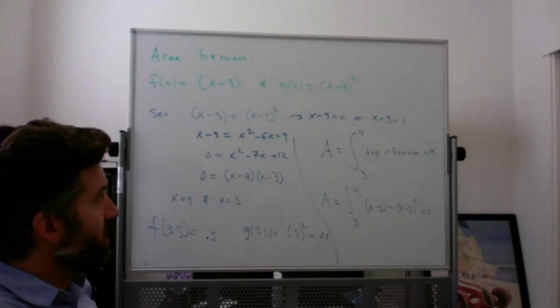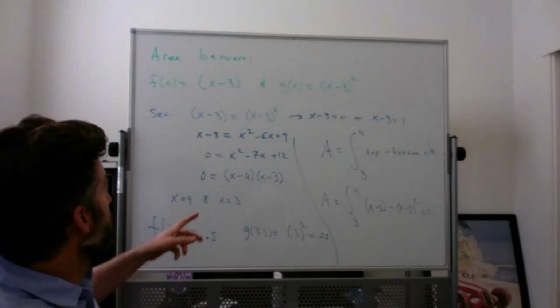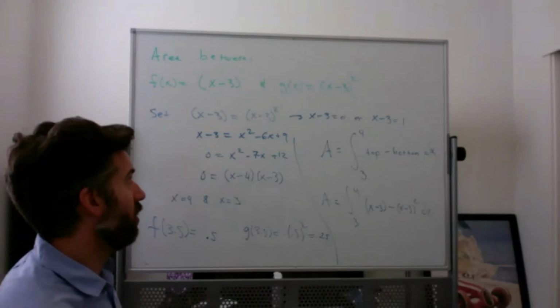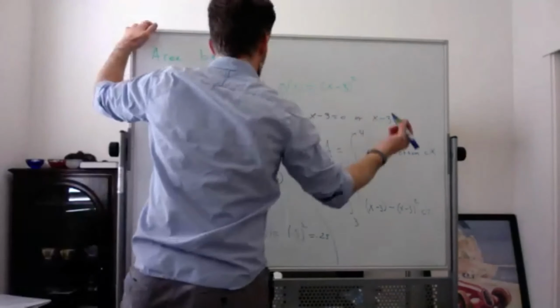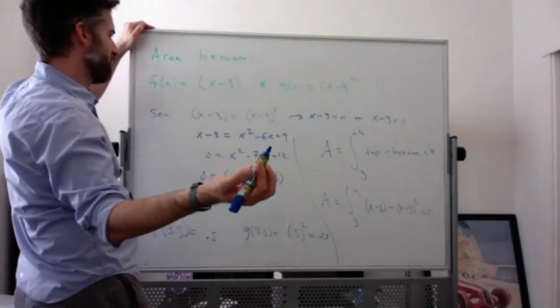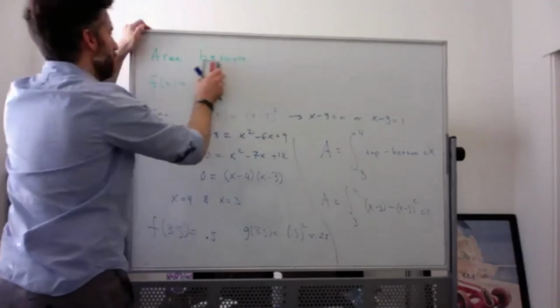So just as a reminder of what we did: to find the area between these two curves, we set the functions equal to each other to figure out where they intersected. Although it's not necessary, we could have drawn a picture.